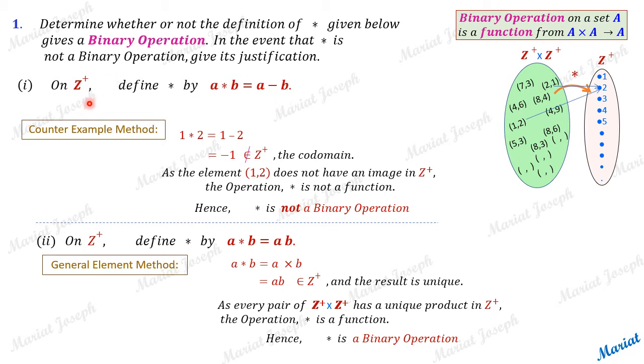Of course, if the set given was only the set of integers, if this positive numbers restriction was not there, then a minus b would have been a binary operation, because here 1 minus 2 is minus 1. Minus 1 will belong to Z, though it is not in Z plus. That way the same rule could have been a binary operation.